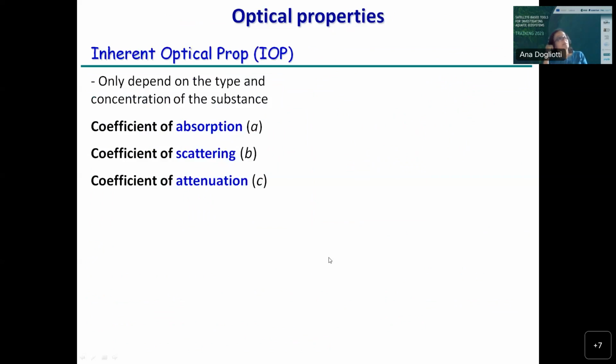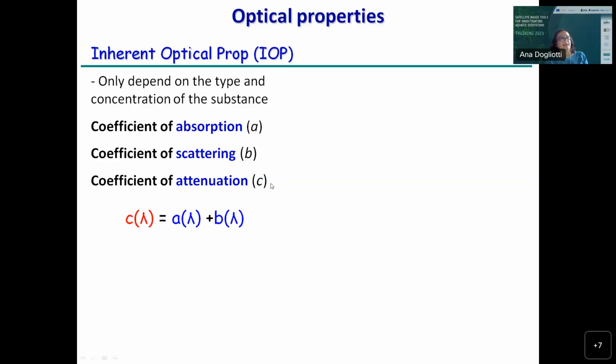So here's some definitions that are very useful to have in mind when we talk about what we call the inherent optical properties against the apparent optical properties. Basically, what I've been talking about, absorption and scattering, are both inherent optical properties. And the characteristic is that they only depend on the type and concentration of the substance.